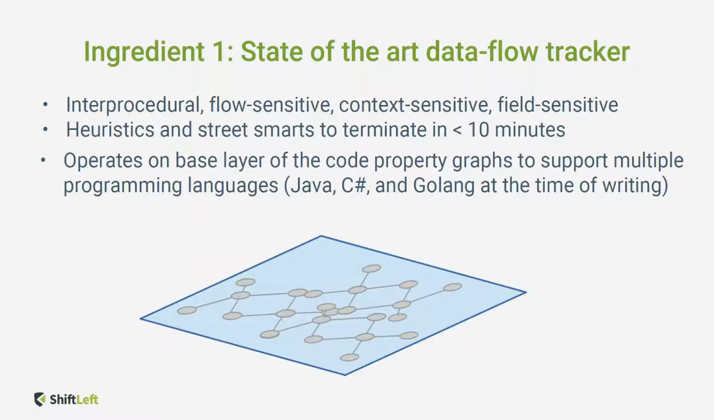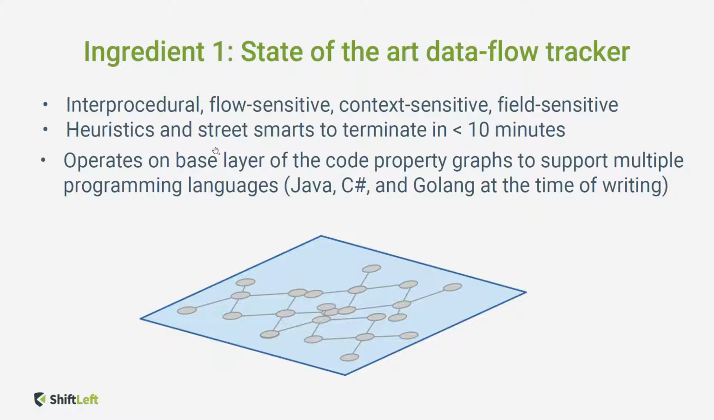So the first ingredient, I would say, for beating the OWASP benchmark is you need a state-of-the-art data flow tracker. And so this data flow tracker operates on the lowest level of the code property graph. So it needs a control flow graph essentially, and it needs the taint semantics, meaning you need a description of how these different methods propagate attacker-controlled data. Well, we essentially put together everything that you need today to have a state-of-the-art data flow tracker.